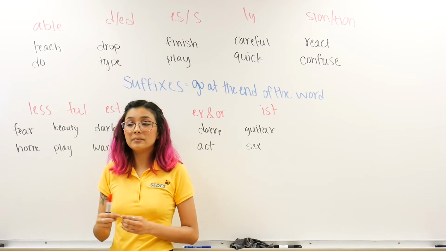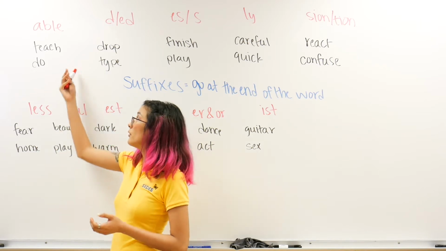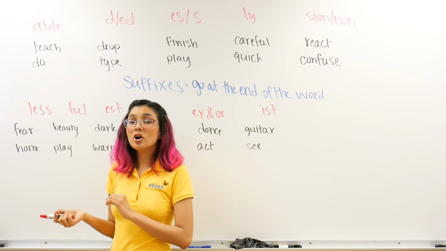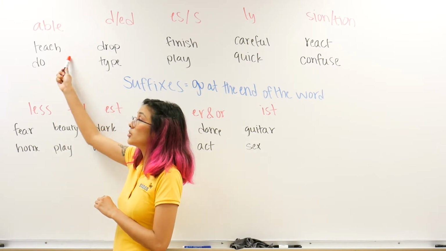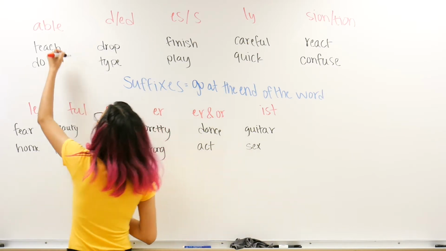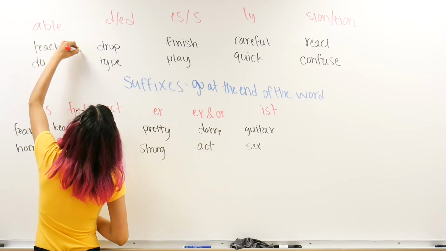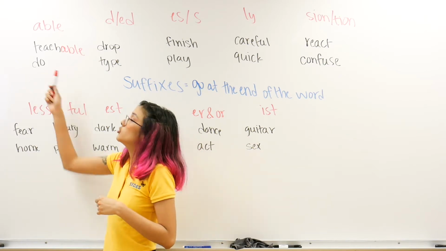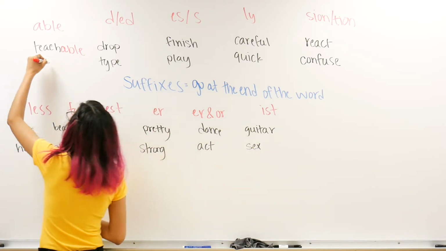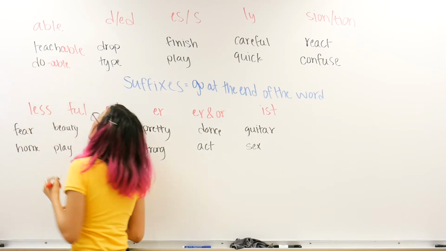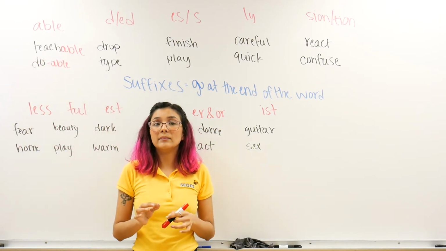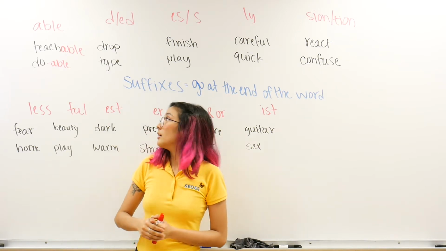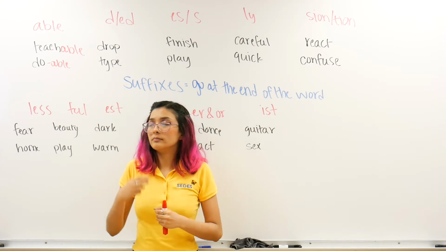So when you have something that is easy for you, for example, for me, teach. For me, teaching is something I can teach. So I'm going to add able, the suffix, to the end of teach. It's going to be teachable. That means I can teach it. Do, right? When I have doable, that means that it is something I can do. I have the ability to do something. So able, again, is to do.